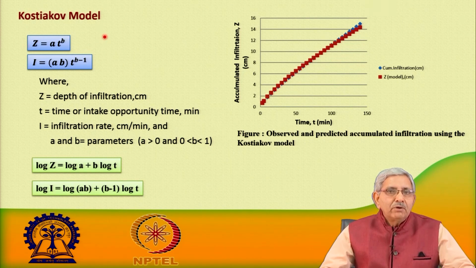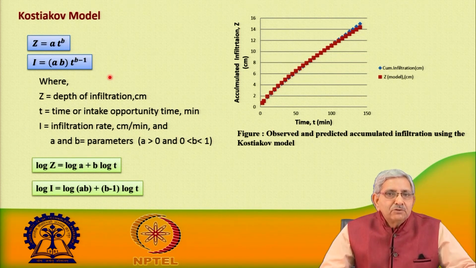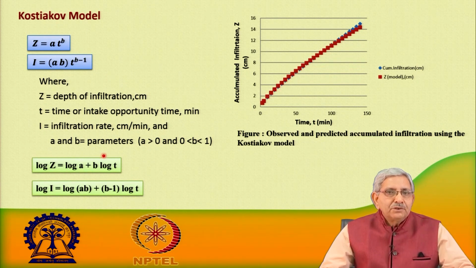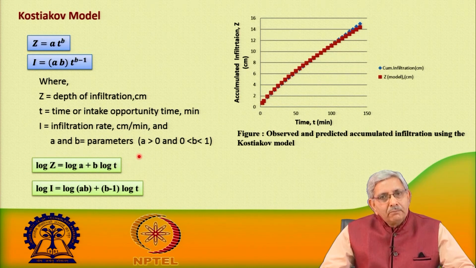which is given by z equal to a into t to the power b. And in the infiltration rate form, when you make the differential form of the equation, del z by del t, it becomes a b t to the power b minus 1, and we can see that this will be the infiltration rate equation. And if you take the logarithm of this equation, it becomes a linear equation, and this linear equation can be used to obtain the values of a and b.